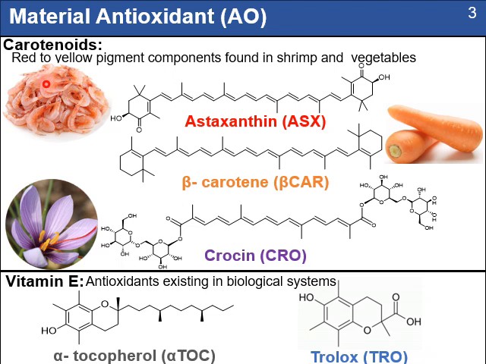They can be classified into two main groups. First group is carotenoids, which are red to yellow components found in shrimp and vegetables. Specifically, we use hydrophobic carotenoids, including astaxanthin and beta-carotene, and also a water-soluble one called crocin. Second group is vitamin E, which exists in biological systems. We also use hydrophobic alpha-tocopherol and hydrophilic Trolox.